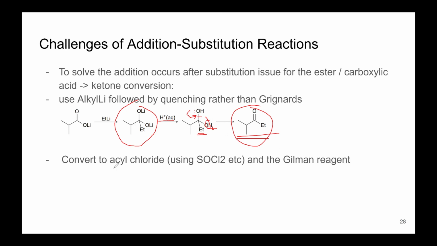So another way is that you can convert your ester into an acyl chloride. So you are going from the bottom of the reactivity series all the way to the top. And because acyl chlorides are much more reactive than ketones, you can use a nucleophile to attack the acyl chloride, a nucleophile that wouldn't react further with ketones. So that will solve this problem of multi-addition.